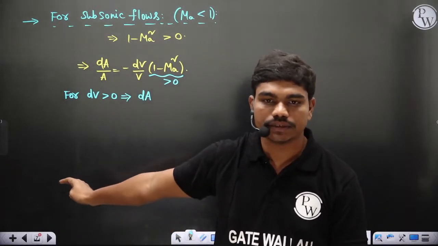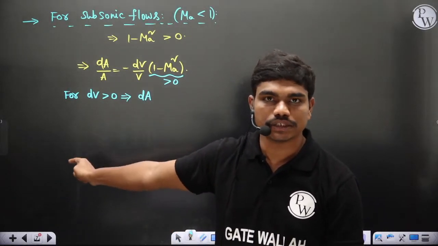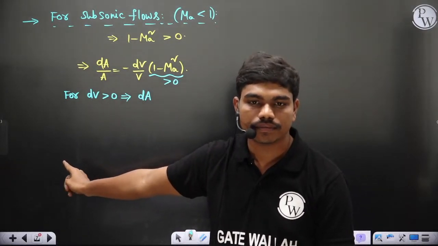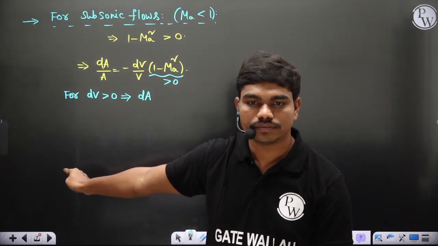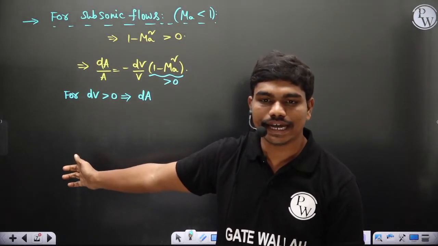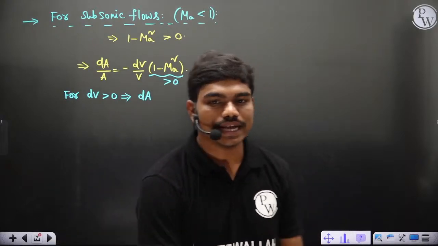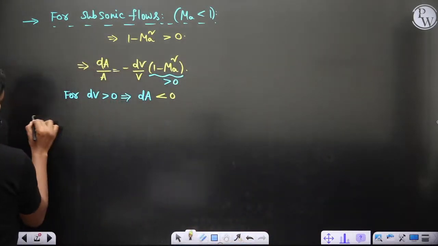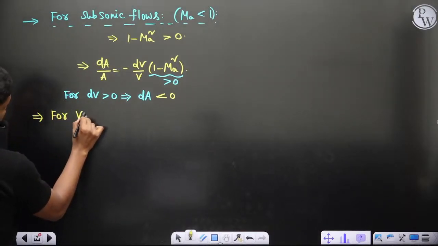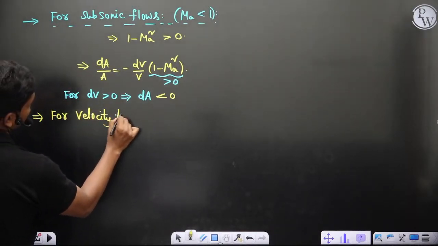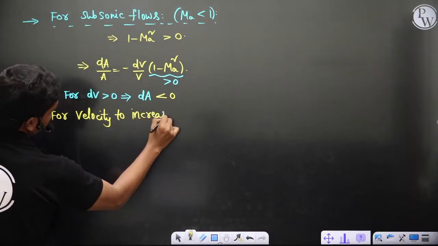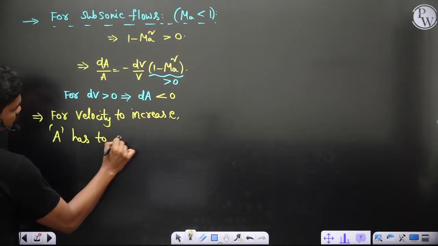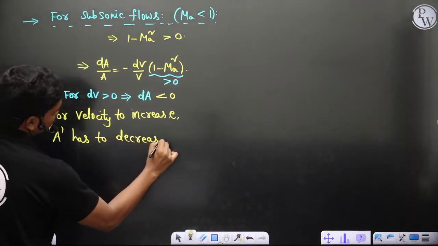Just type in the chat box. This term has to be positive or negative here, dA. Negative, right? So dA has to be negative in this case. That means for velocity to increase, area has to decrease. Definitely area has to decrease.